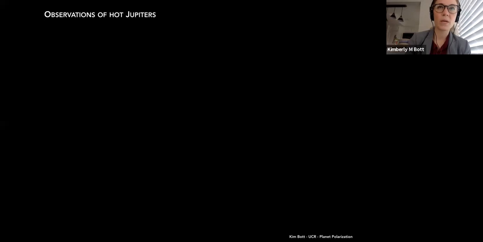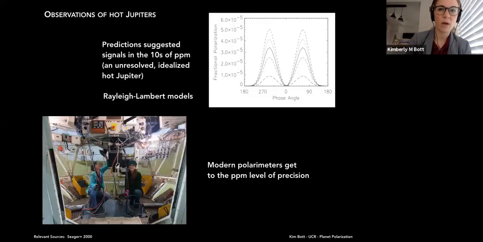So how would we apply this to observations of hot Jupiters? Well, we have these early predictions around the turn of the millennium for the reflected light from exoplanets, what type of signals and the intensity of the signals we should expect in polarized and unpolarized light. And the seminal paper is the Seager et al. paper from 2000.